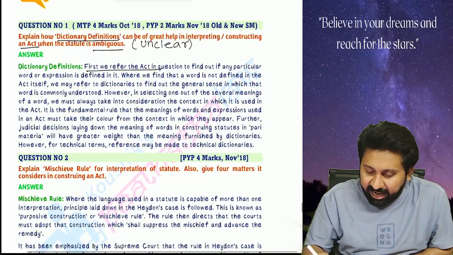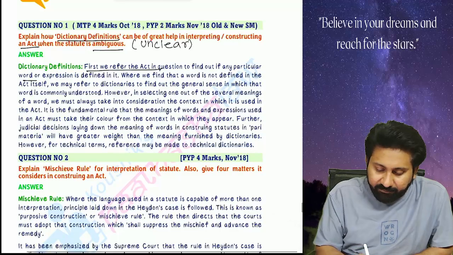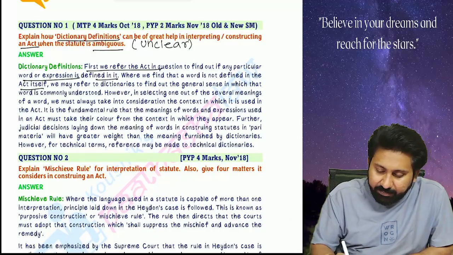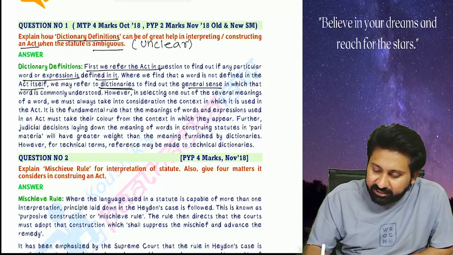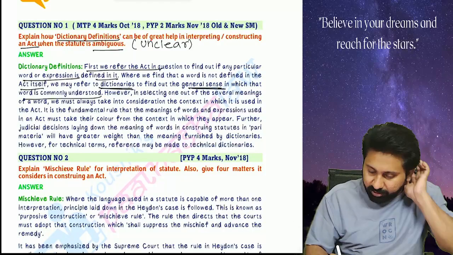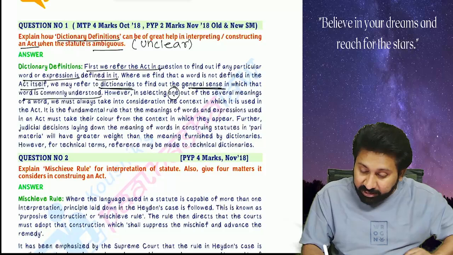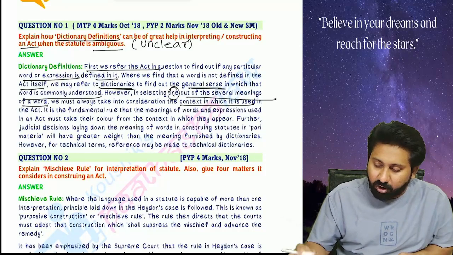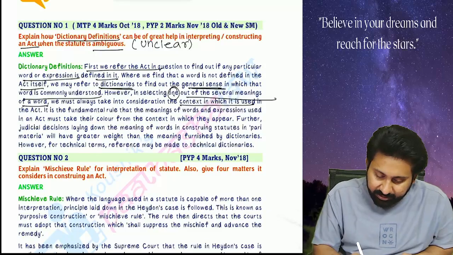First, we refer to the act in question to find out any particular word or expression defined. Where we find that a word is not defined in the act, we may refer to the dictionaries to find out the general sense in which it is commonly understood. However, in selecting one out of several meanings of a word, we must always take into consideration the context in which it is used.